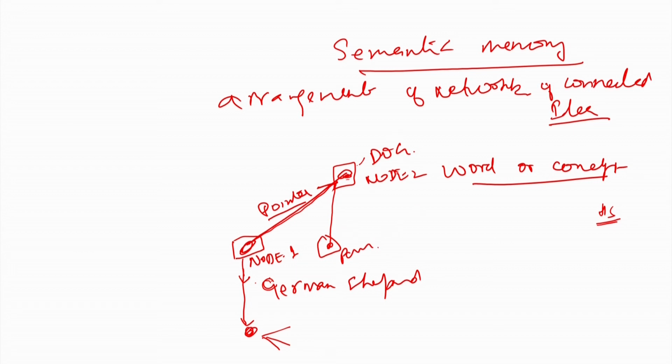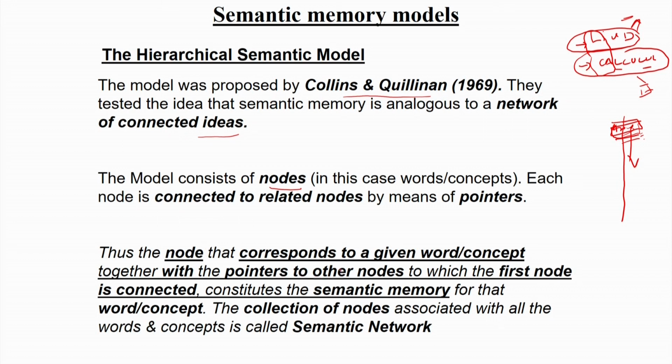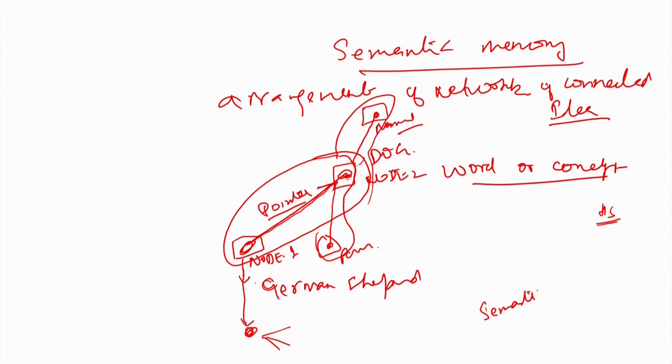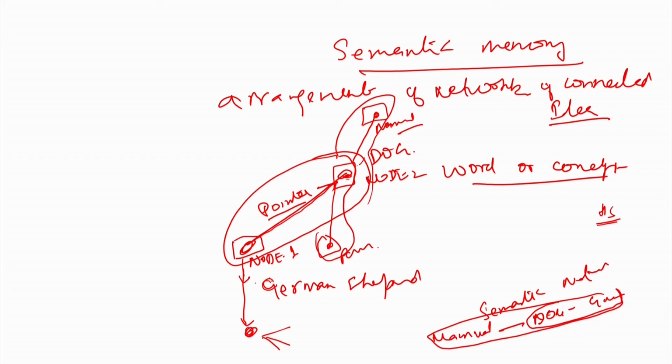What is the fact here? This is how information is stored, and the dog will again fall under the mammal node, and so on and so forth. We will come to that in a minute. That is their idea: the arrangement is nodes and then connection of nodes. A node that corresponds to a given word or concept, together with the pointers to other nodes to which the first node is connected, constitutes a semantic memory. This kind of structure, of a higher node to a lower node, is called the semantic memory network. So the semantic network is the network of mammal, then dog, and then German Shepherd. Dog and German Shepherd are a node to node connection, and the pointers show what leads to what.